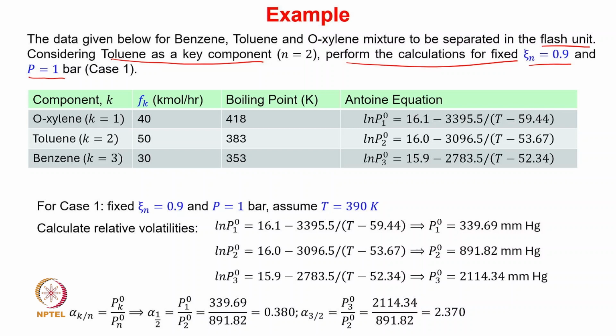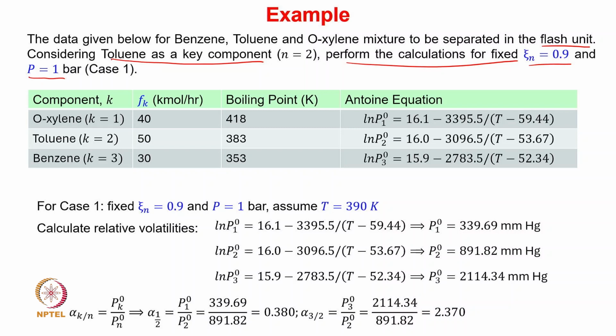Now let us see the data. So in this case, the molar flow rate of the different components in the feed are given. So orthoxylene is 40 kilomole per hour, toluene is 50 kilomole per hour, and benzene is 30 kilomole per hour. Also the boiling points of these three components are given. So orthoxylene has the boiling point of 418 Kelvin, toluene is 383 Kelvin, and benzene is 353 Kelvin.